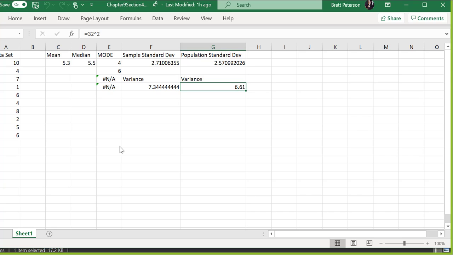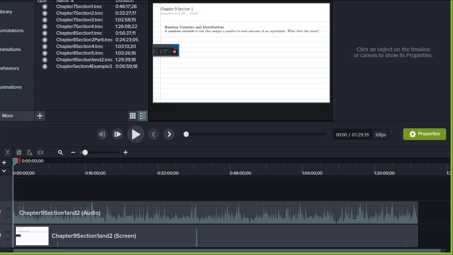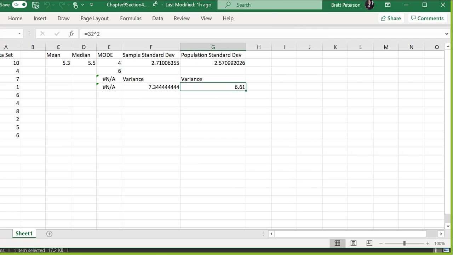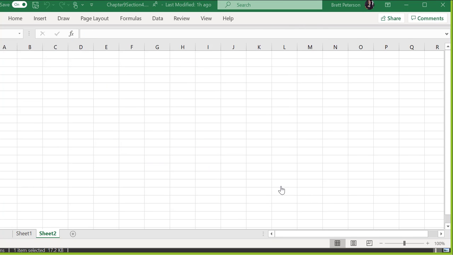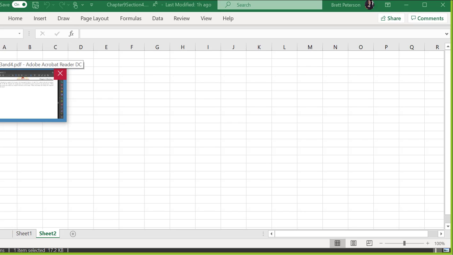So, getting our Excel spreadsheet. I think this is a different example. Indeed it is. The first thing we're going to need to do is put our data into our spreadsheet.